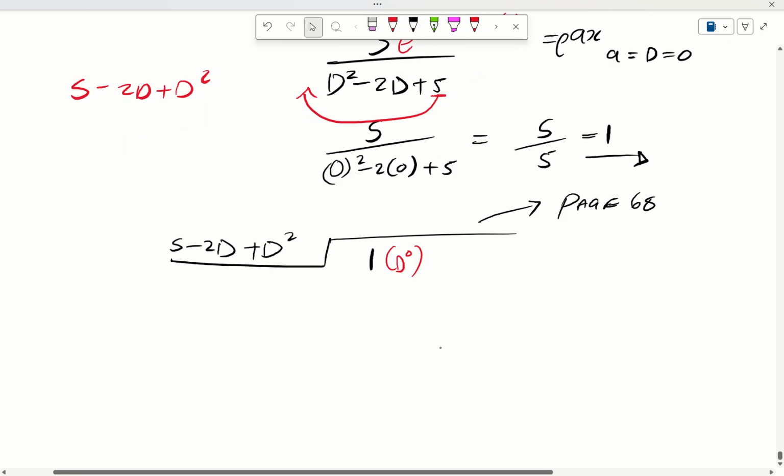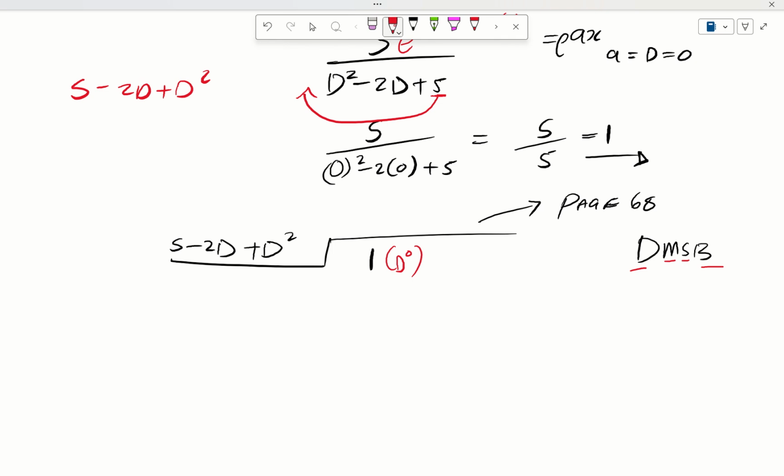Then we're going to use the DMSB. DMSB means divide, multiply, subtract, bring down. That's the method that I normally use. So we're going to take the first one and divide by 5: this guy divided by this one. So we'll have 1 over 5.